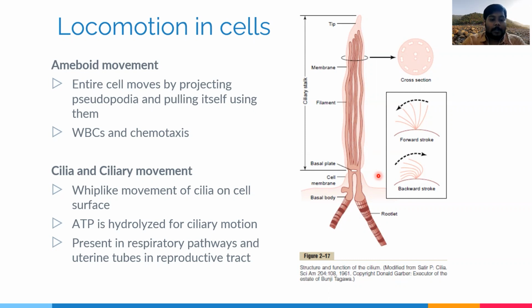These cilia are present in respiratory tracts and the uterine tubes in the reproductive tracts. In respiratory tracts, they are used to move foreign particles, and in the uterine or the fallopian tubes, they are used to move the egg cell down the fallopian tubes.